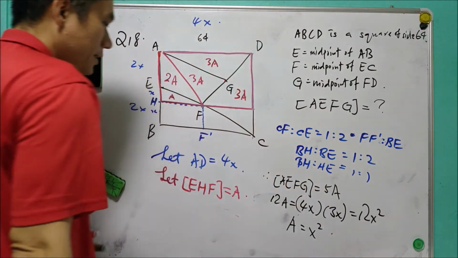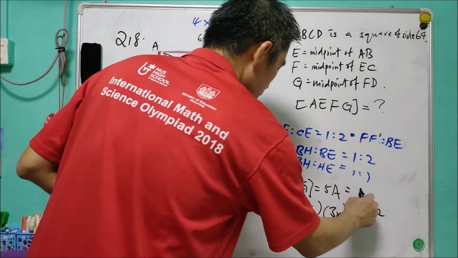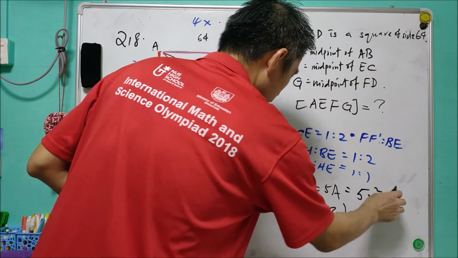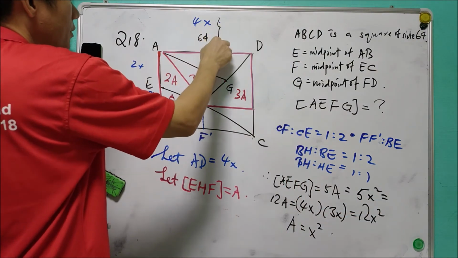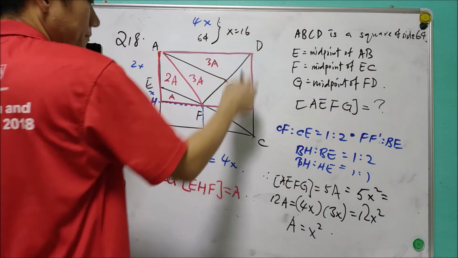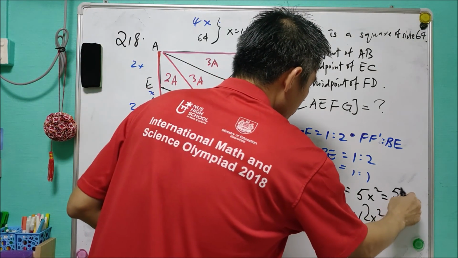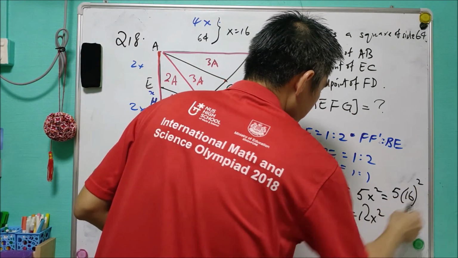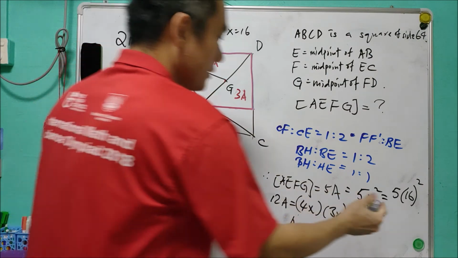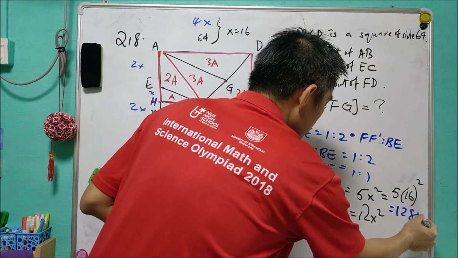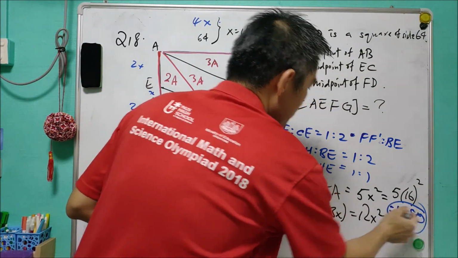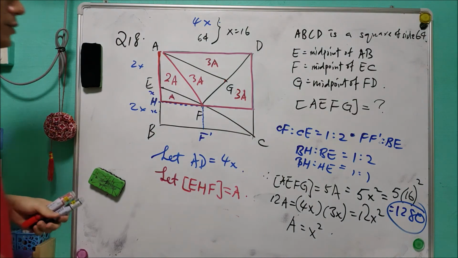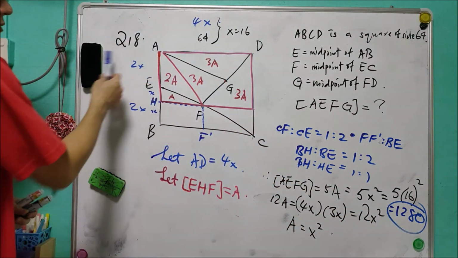And therefore, 5A equals 5x squared. 4x equals 64, so x equals 16. So 5x squared will be equal to 5 times 16 squared, which equals 1280. So 1280 is the answer for question 18.